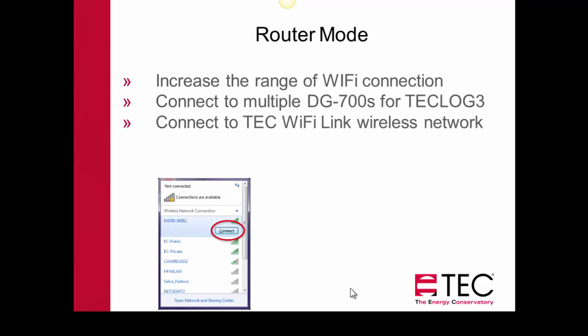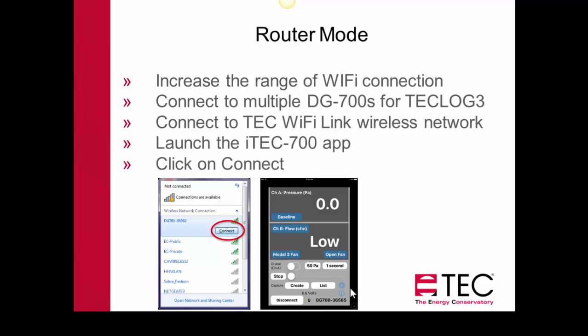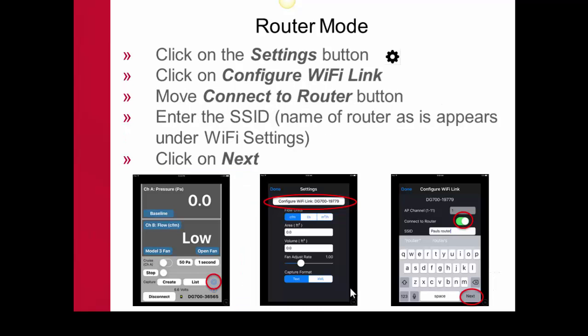So first step, as always, you'll go into your PC computer, you'll start that up, you'll pull up the Wi-Fi settings, you'll connect to the first gauge, and so this is in your regular AP mode. You'll launch the iTEC 700 app and click on connect.